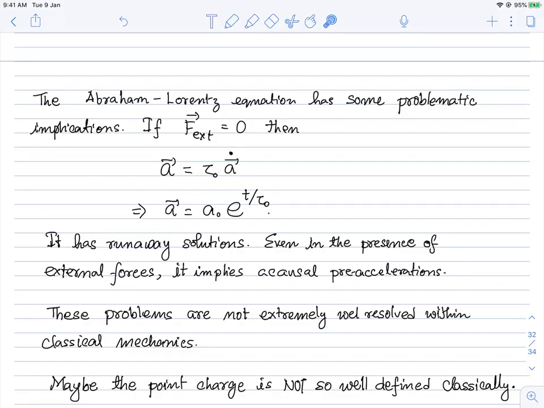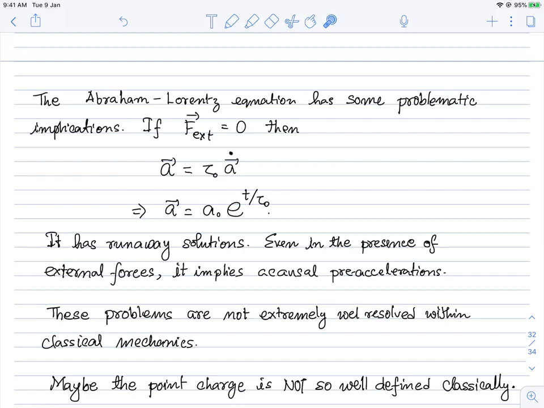These runaway solutions are definitely very unphysical and non-intuitive physically. Of course, these seem to be problematic solutions. You can of course insist that this a naught, the initial acceleration, is 0. But if the initial acceleration is non-zero, then without giving any force on it, the acceleration is going to increase. That is an admissible solution to the equation. That is itself a very big problem.